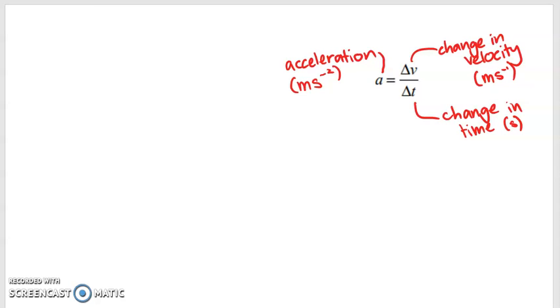Alright, so this formula that we're looking at shows the relationship between acceleration, velocity, and time. And we have already used it to calculate acceleration by doing change in velocity over change in time. But we can also use it to calculate the change in velocity or calculate the change in time. Pause the video here to see if you can work out these rearranged formulae.